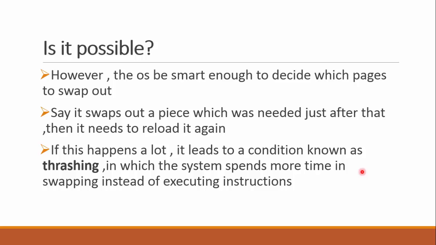If this condition goes on where it swaps out pages that are needed again later on, a lot of time is wasted in this continuous swapping process, and it leads to a condition known as thrashing. Thrashing is the condition in which the system spends more time in swapping, time which should have been given to executing instructions. A lot of time is wasted in the swapping process. So the technique should be smart about which pages to swap out.